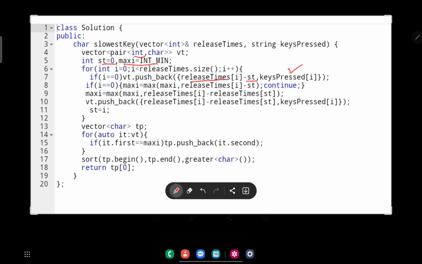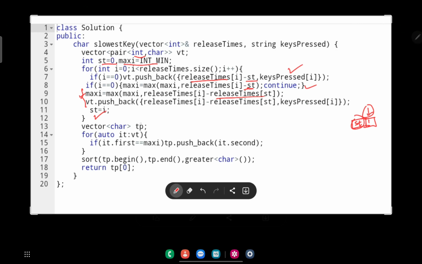And if i equals 0, then we store it, because the initial starting time is 0, and we continue. For the rest of the items we have to find the maximum of the previous, and we have to make start equal to i after each of the iterations, because where i is at this position in the array, its previous position will be the start. So releaseTimes[i] minus releaseTimes[start] would give us the time interval between the consecutive indexes, and we have to store the maximum value, and we push back all these values along with the character.